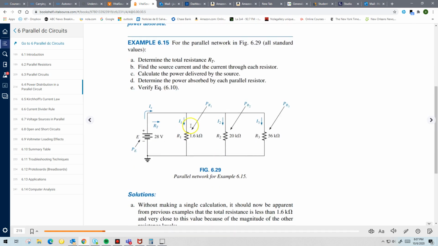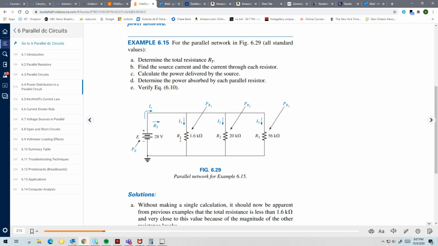In this circuit here, we want to find the total resistance. We want to find the source current and the current through each resistor, the power delivered by the source, and the power absorbed by each of the resistors. Again, come up with a strategy before you start working on the problem. Look at what is given. Look at what it is that you're looking for.